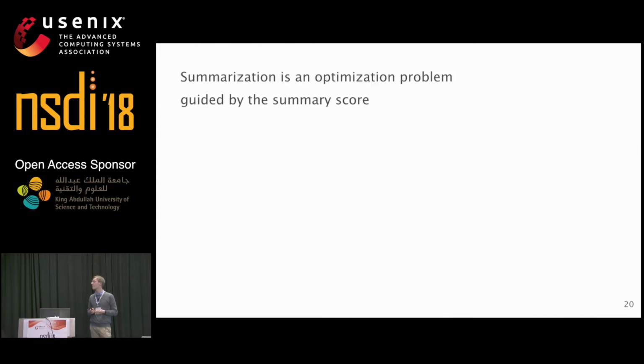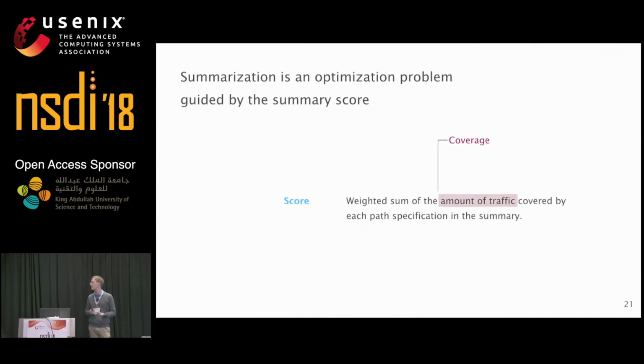We phrase the summarization as an optimization problem, and we use for this a score. The score is computed as follows. So for each path specification, we compute the amount of traffic which is covered by the specification, and then compute the weighted sum of those path specifications. Now in this score, we first capture the coverage by looking at the amount of traffic which is covered by the summary, and we look at the explainability by assigning higher weights to path specifications which provide more detail.